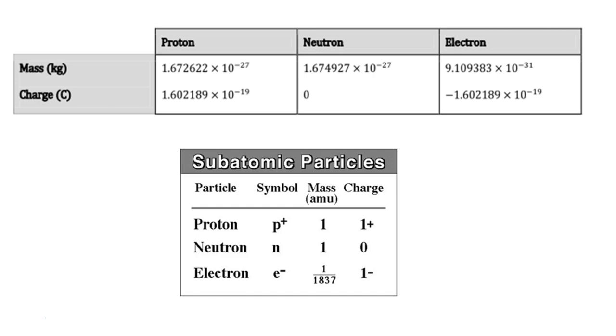The charge, we can see we've got about 1.6 times 10 to the negative 19th coulombs. The proton has 1.6 positive coulombs, and the electron has negative 1.6 coulombs. The neutron does not have a charge, so it's at 0 coulombs.